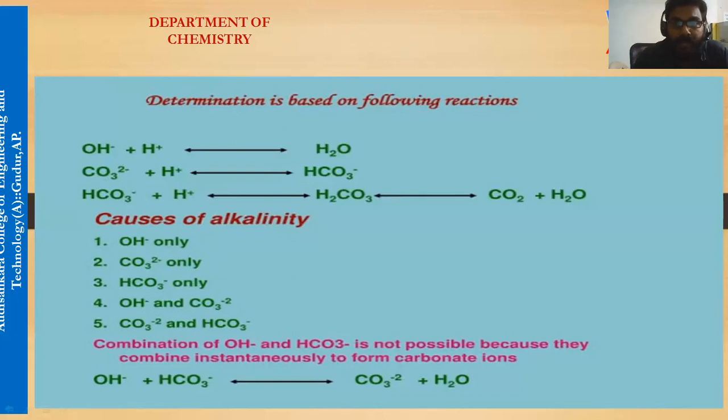I will repeat again. The first one is OH minus, the next one is CO3 2 minus, the next one is HCO3 minus, and the next one is OH minus and CO3 2 minus, and CO3 2 minus and HCO3 minus. All of these are responsible for alkalinity in water.